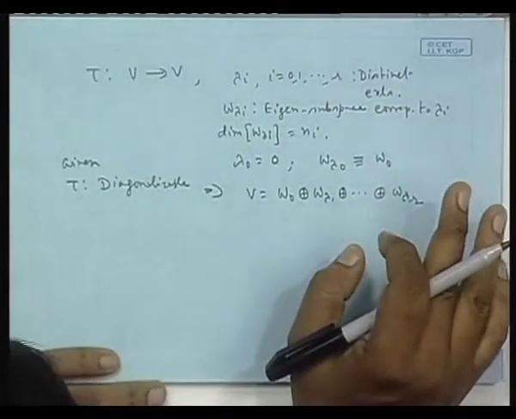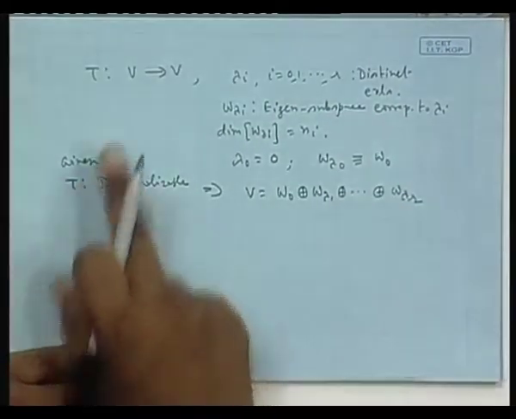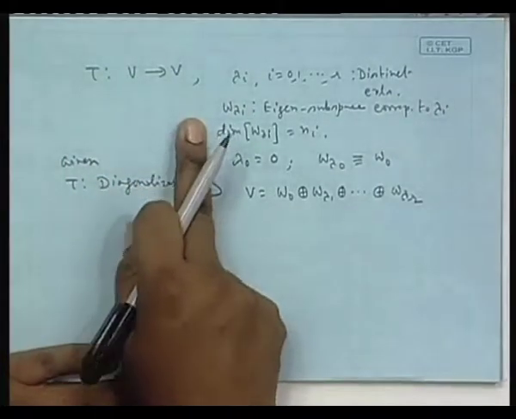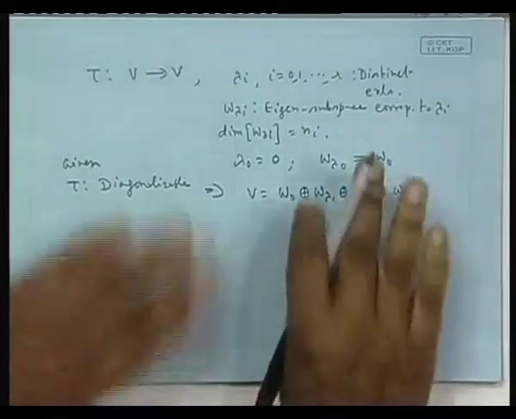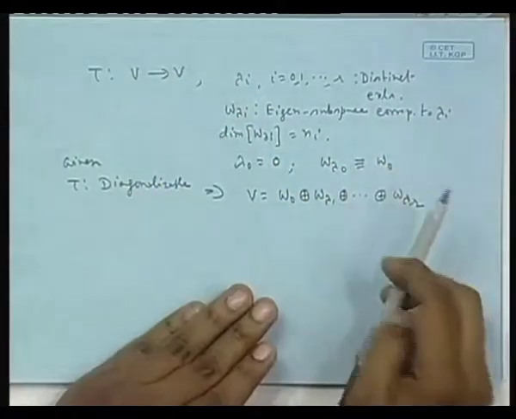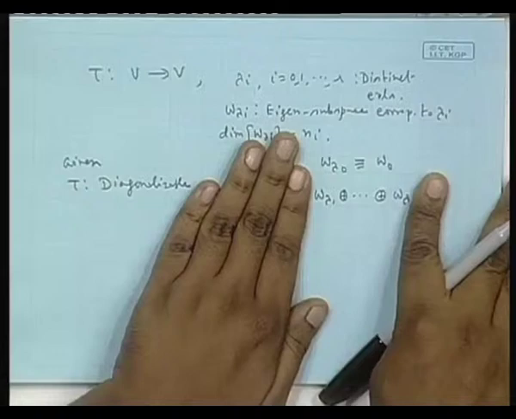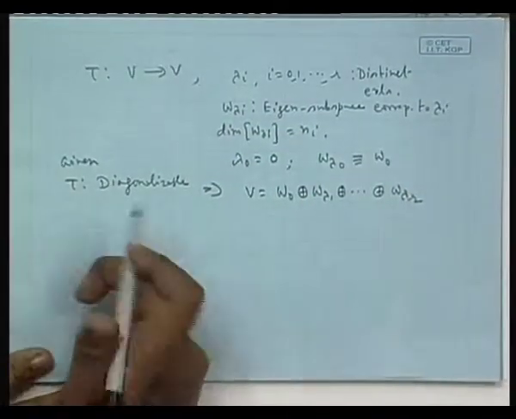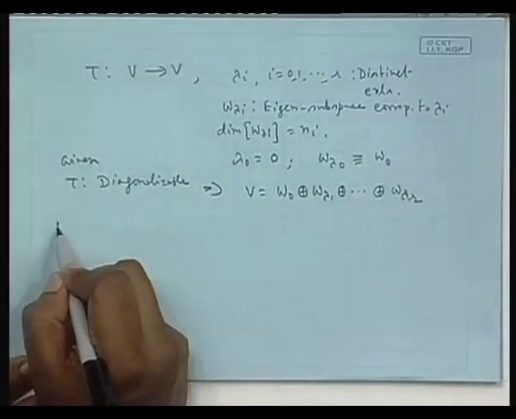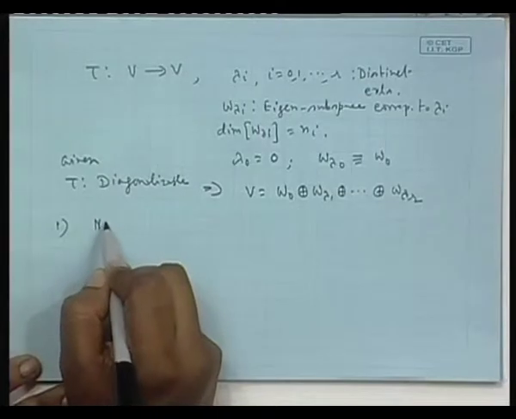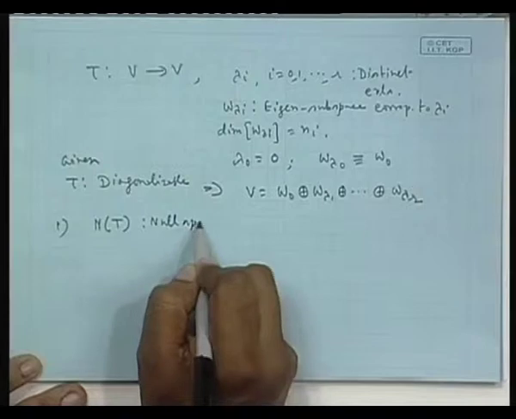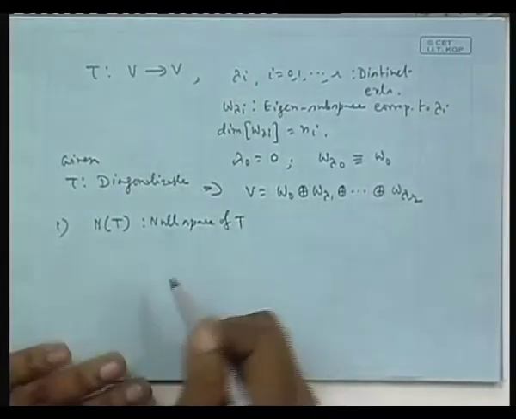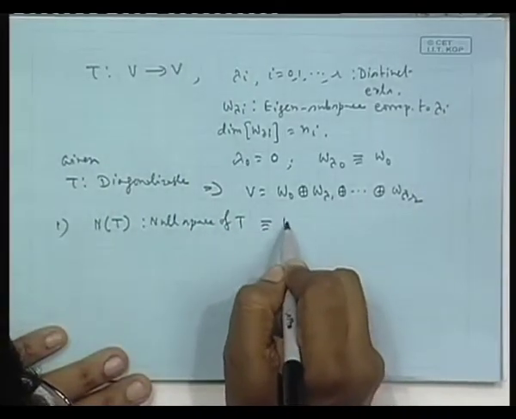Then our claim is this: T operator which takes V to V, its null space will be given by W 0, that is this much, and its range space will be given by this. That is the first result. Null space of T, in case you have forgotten the notation, null space of T is identical to W 0.